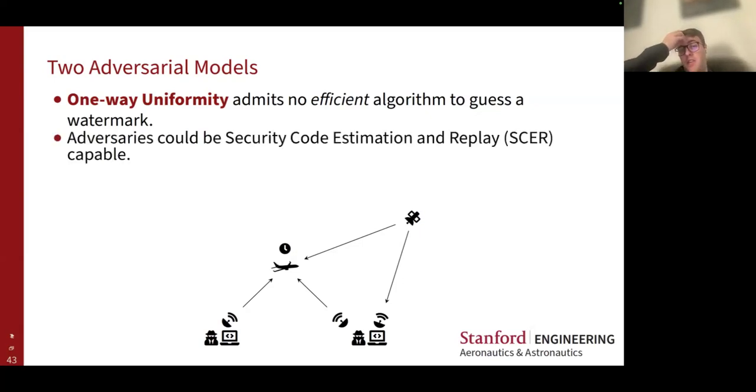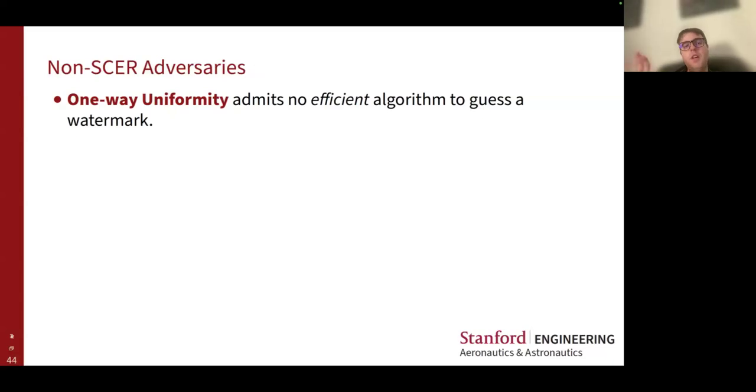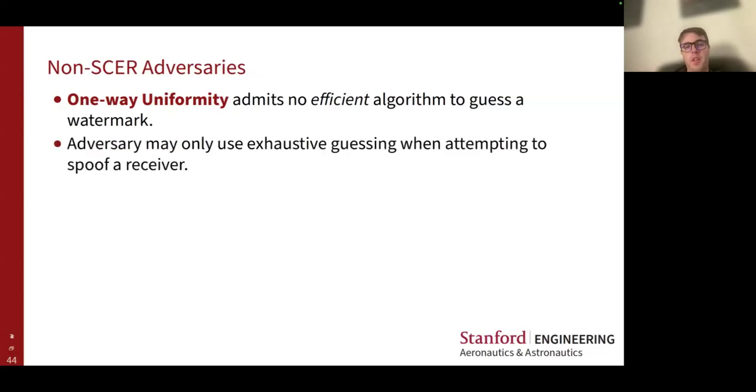The adversary could be security code estimation and replay (SCER) capable. The non-SCER adversary looks like this on the left. They just download the GitHub repository and create a false signal. The SCER adversary is listening to the signal, listening to the watermark and rebroadcasting it. The paper goes over non-SCER. I'm going to go over SCER briefly based off of my Pacific PNT paper, but both of those resources go into more detail.